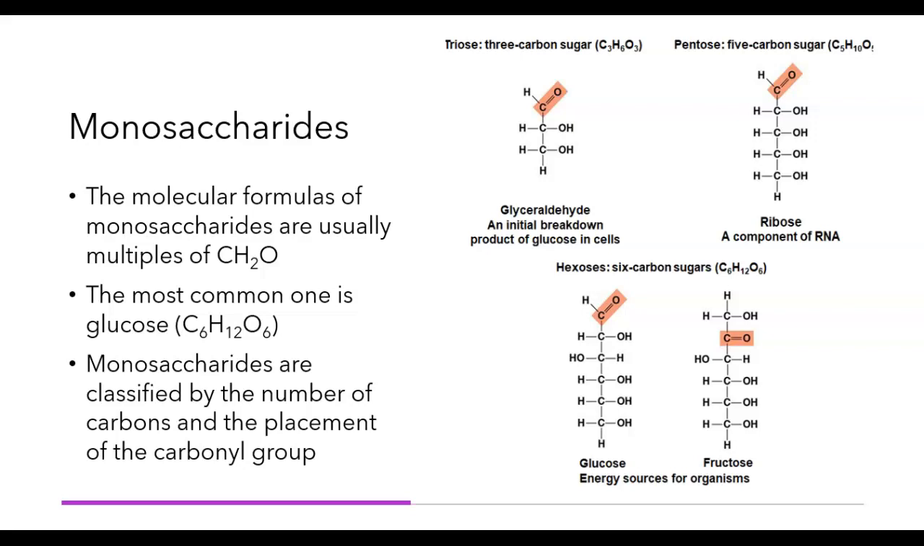Monosaccharides are classified by the number of carbons they have. They're also classified by the location of the carbonyl group. Here you have two sugars, glucose and fructose, that have the same molecular formula, but their structural formulas are slightly different. The glucose has a carbonyl group on the terminal carbon, and the fructose has the carbonyl group on the second carbon. So even though they have the same molecular formula, they are very different sugars. They have different functions because the functional groups make them different. That's what functional groups do.